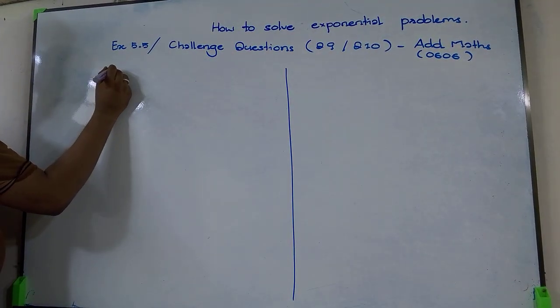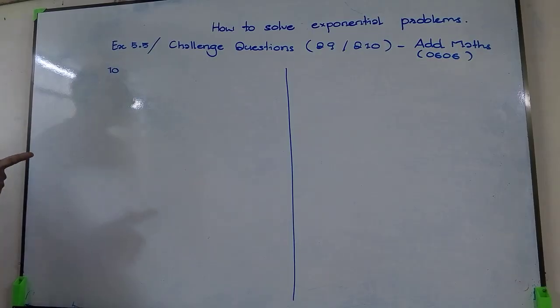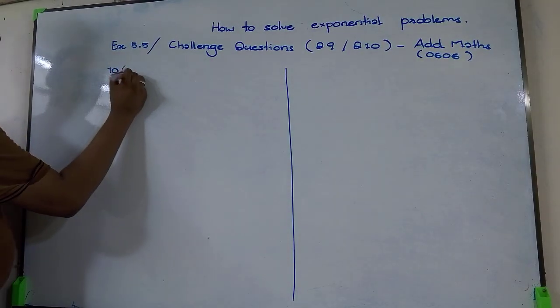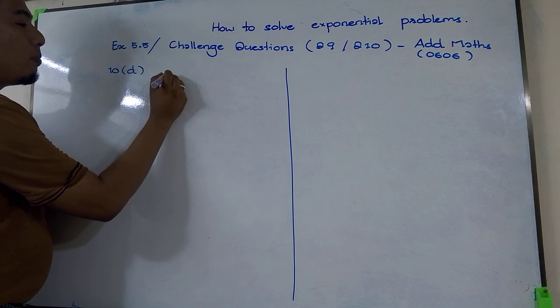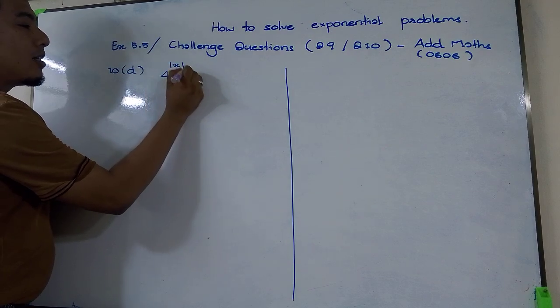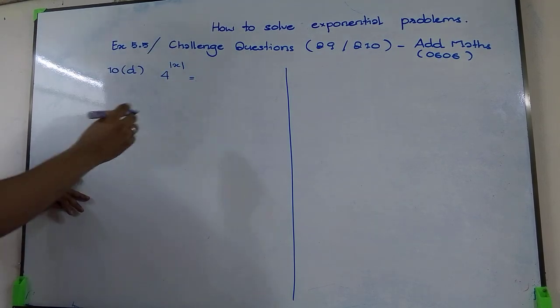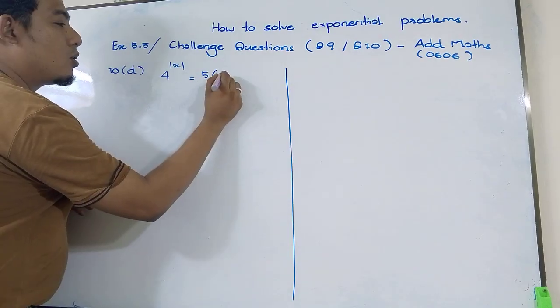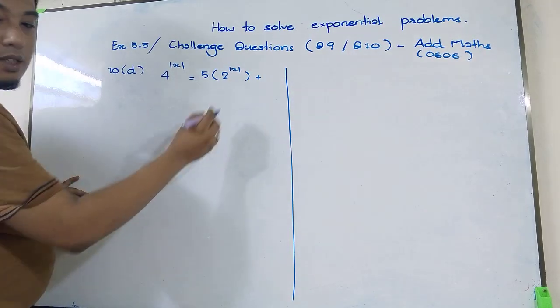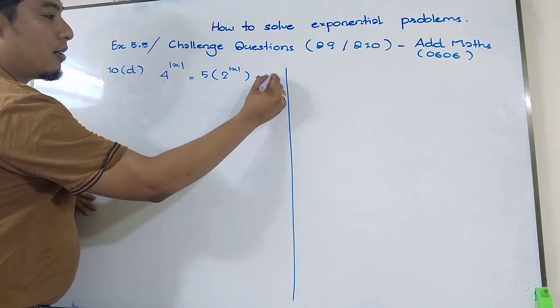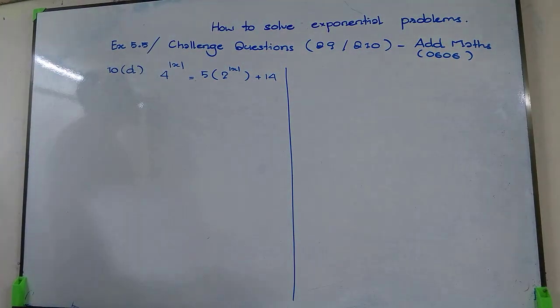For question number 10, I think 10 is 10D. The question said that 4 to the power modulus x is equal to 5 times 2 to the power modulus x plus 14. And then the question said solve.